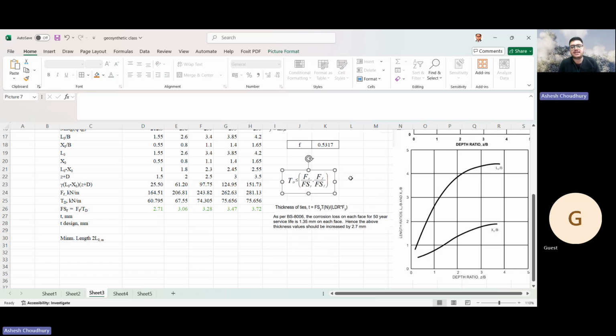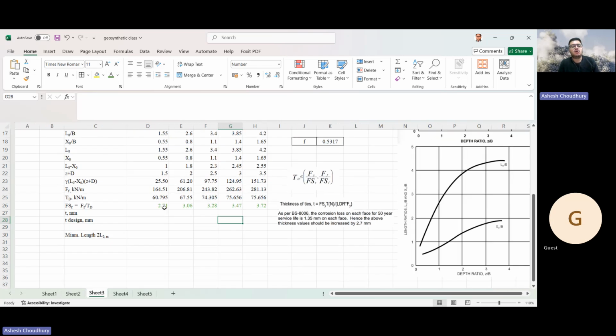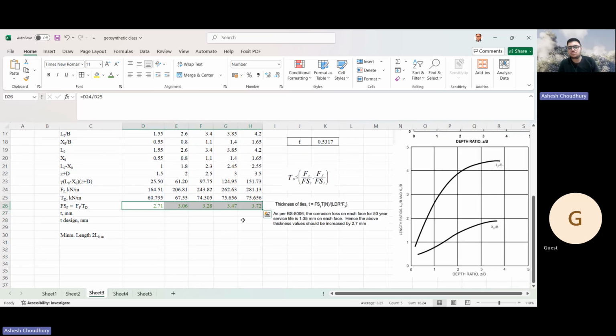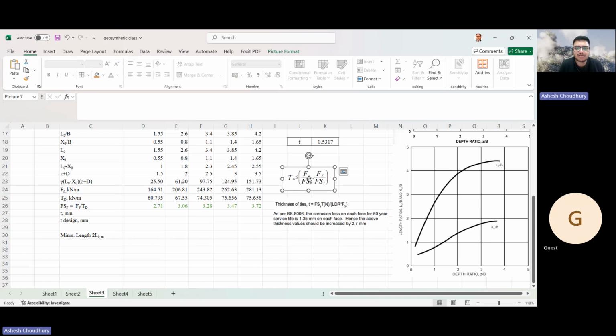Now, if you remember, we had this condition as TD should be less than FY by FSY and FF by FSF. If you consider only this criteria, from here you can get FSF is nothing but FF by TD. We calculated this, and in the question it is given that the minimum FSF should be 2.5. So we are getting all the FSF as 2.5, it is fine. Now the second criteria we also have to satisfy. We satisfy that by selecting the appropriate thickness.